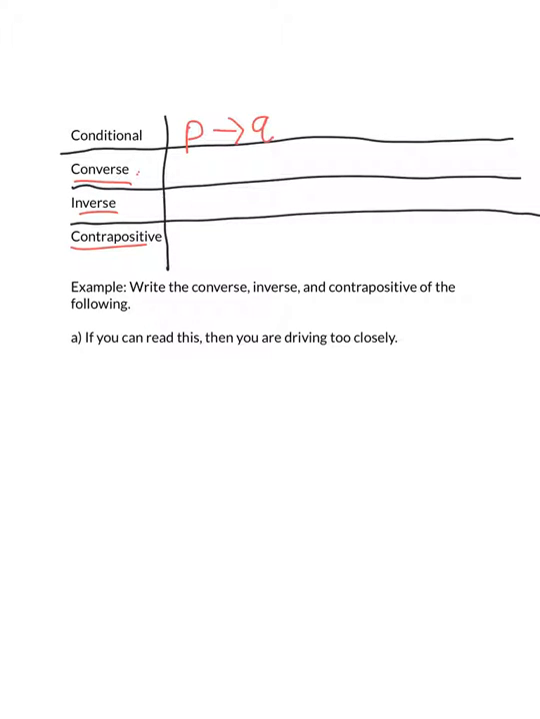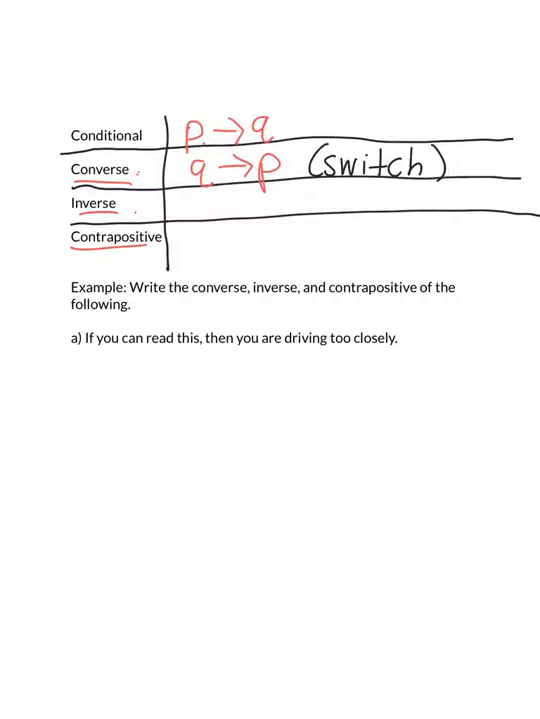The converse in row 2 of my mini table here just means to switch the if-then phrases around. So then Q would be in the if portion and P would be in the then portion. From here on out, whenever I see the word converse, I'm going to think of the word switch as my memory trick. Inverse in the third row means to negate both the if and the then phrases of the original conditional statement. I'm not going to switch anything around.